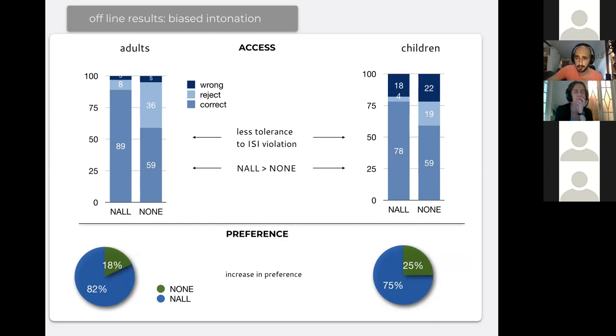So see, they go from 76% to 59%. And even in the preference condition, their preference for the implicature is stronger. So it looks like both groups are sensitive to intonation, and the intonation strengthens the implicature. Good. So what happens in the online data?